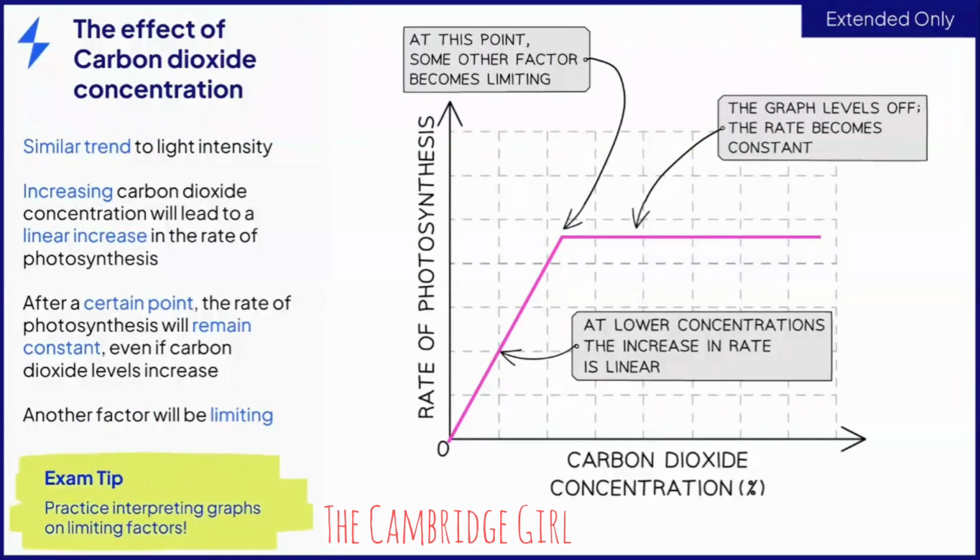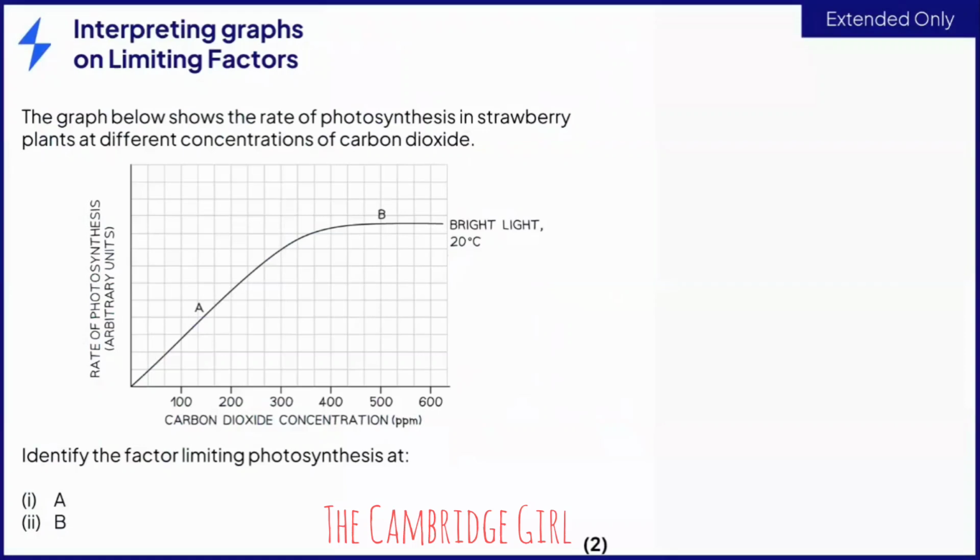In an exam, you may be asked to identify factors that could be limiting the rate of photosynthesis at different points on a graph. Let's look at an example of how to interpret a graph on limiting factors. The graph shows the rate of photosynthesis in strawberry plants at different carbon dioxide concentrations, and you must identify the limiting factor at point A and B on the graph.